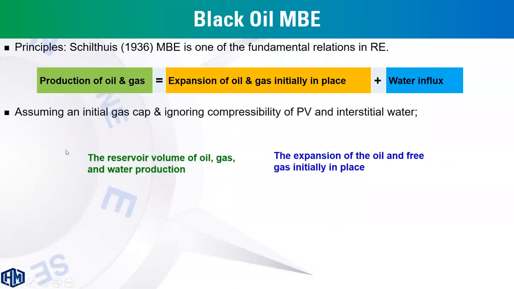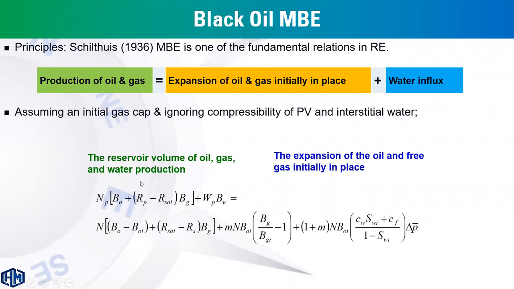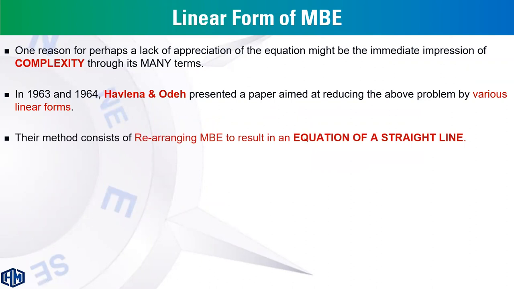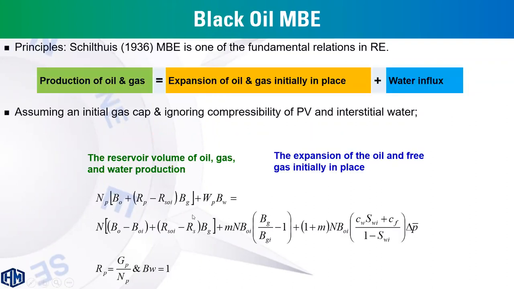So simply, this is the material balance equation: total production of oil and water equals expansion of oil and initial in-place plus water influx. So this is the typical or general material balance equation. I will not go through this equation in detail, but you have to consider this concept.